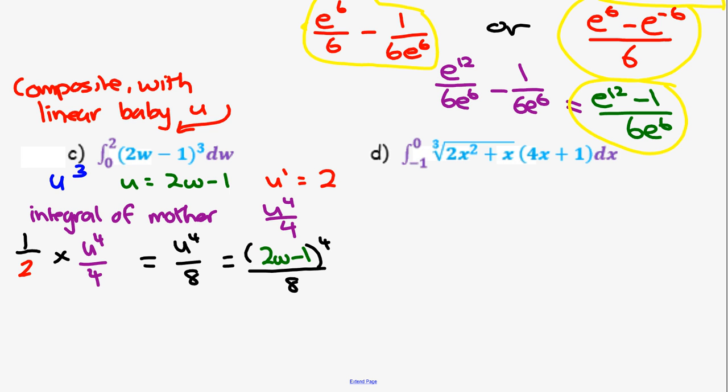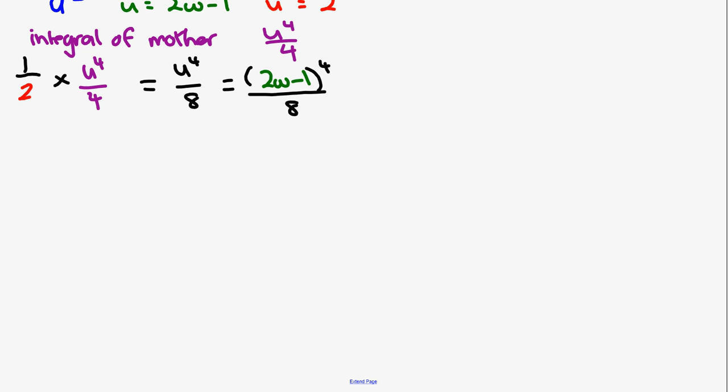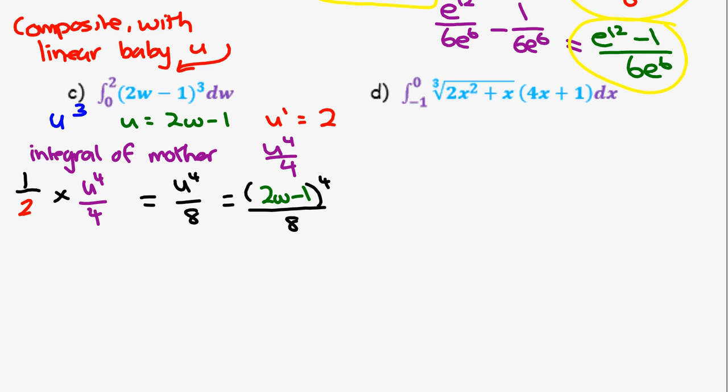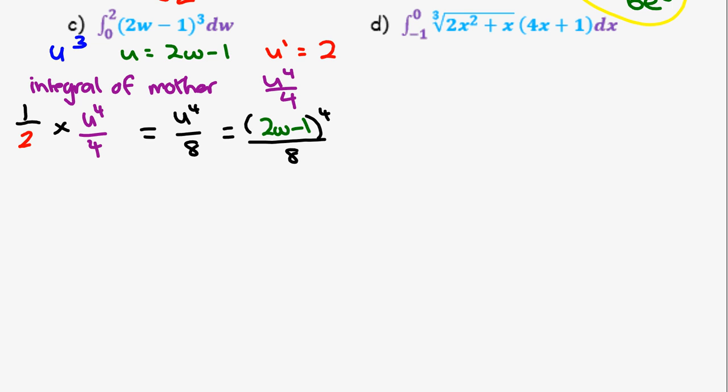And now I've got to evaluate it by subbing in those numbers. So now I'm going to show you the notation. Remember I put in the big square brackets? Yeah, exactly. So (2w minus 1) to the 4 over 8. What's our upper and lower limit? 2 and 0.